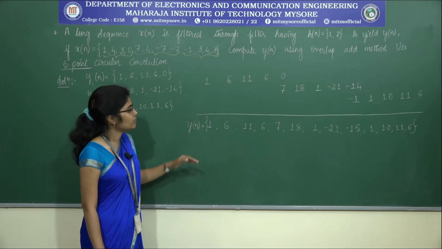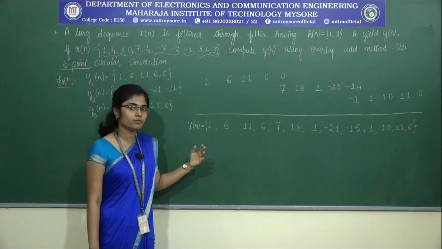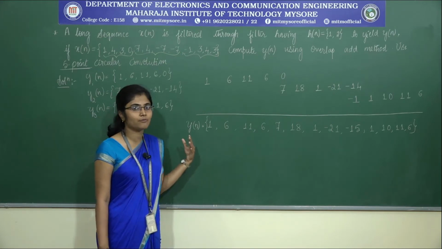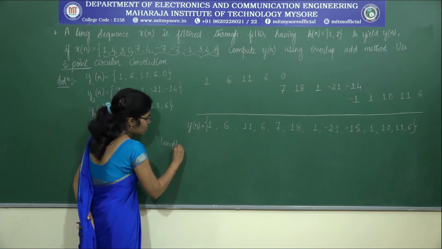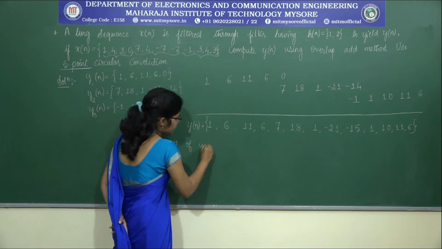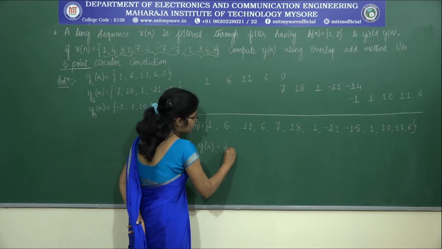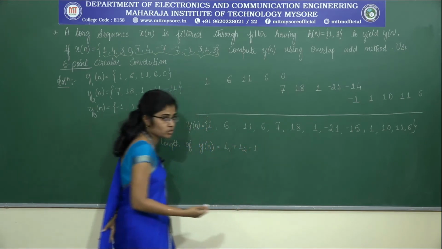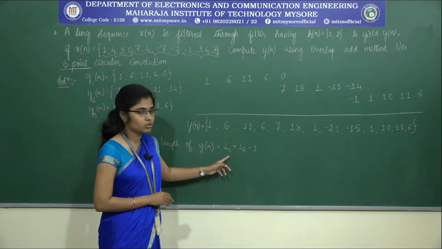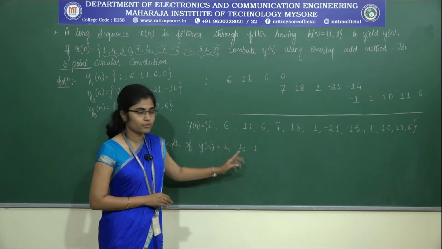method. Okay. Now in order to verify the length of y of n, the formula is the same as that of the overlap save method. So the formula is length of y of n, which is equal to L1 plus L2 minus 1. You can take L2 as m also. L1 is nothing but the length of x of n, L2 is nothing but the length of h of n.